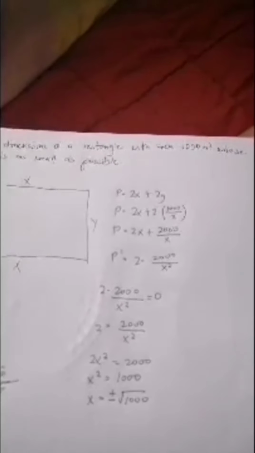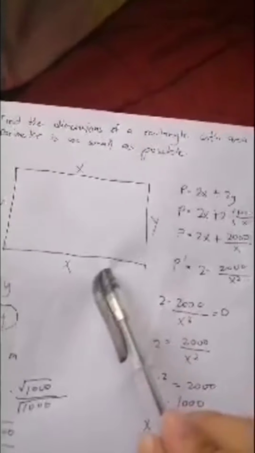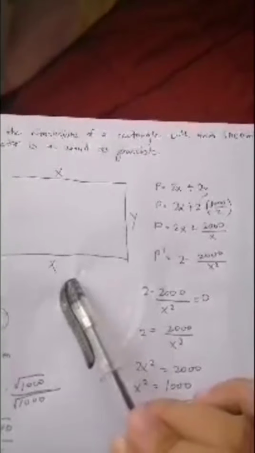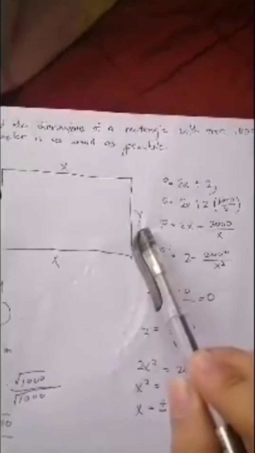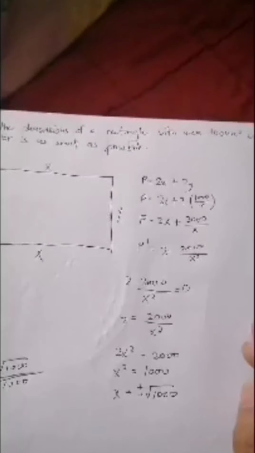Let's write down all the information and what we want to find. First, I'm going to sketch a quick picture, a rectangle. We call the sides X and Y. It doesn't matter which one you call which, and we know that the area is 1000 square meters. So the area is 1000 equals X times Y.